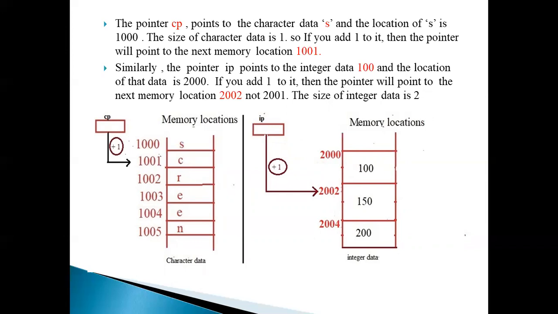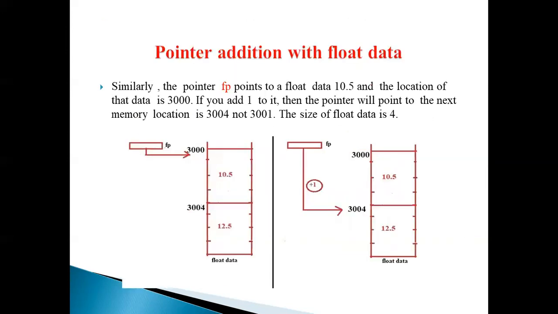Similarly, the pointer IP points to the integer data 100 and the location of the data is 2000. So if you add 1 to it, then the pointer will point to the next memory location 2002, not 2001, because the size of integer data is 2. Similarly, pointer addition with float data. The pointer FE points to the float data 10.5 and the location of the data is 3000. If you add 1 to it, then the pointer will point to the next memory location 3004, not 3001, because the size of float data is 4.